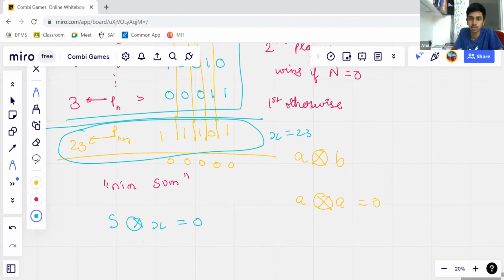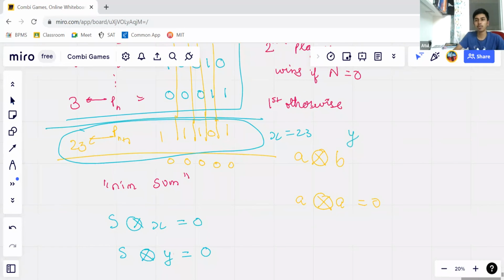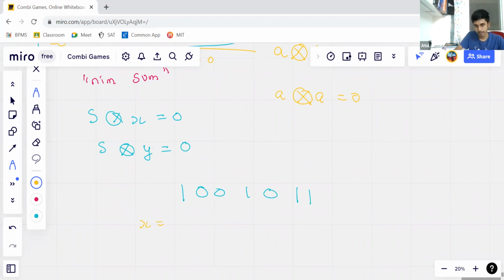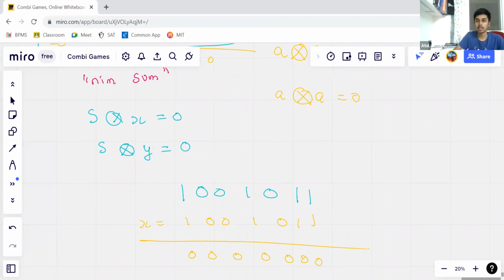And suppose that after making this move also, this is still 0. So suppose it's y after you make the move. And we have this. Can this happen? You don't need to know any properties of this function in advance. Just think that suppose you have some random binary number and there is some x such that this becomes 0.